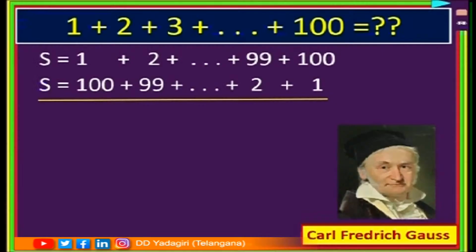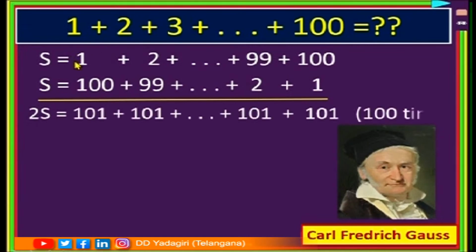That means by adding those two sequences, what we will get? In the left hand side we will get s plus s, that is 2s, and in the right hand side 1 plus 100 is 101, 2 plus 99 is 101, each term 99 plus 2 is 101, 100 plus 1 is 101. So how many 101s we will get? We will get 100 times 101s.